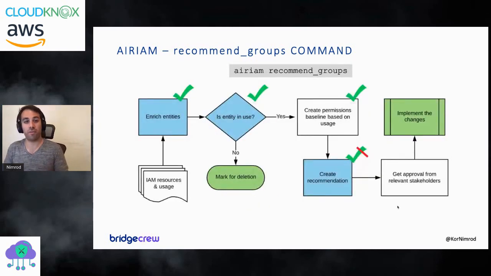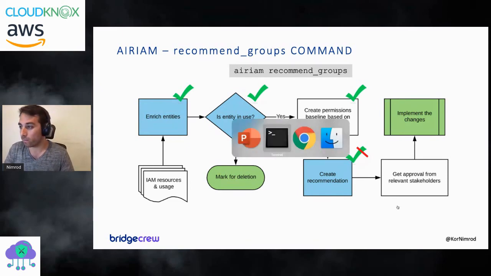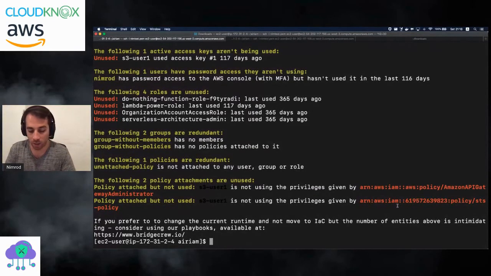This command helps us finalize the permissions baseline, or the changes we want to the things that are in use, and create the recommendation, what we want the account to look like in the end. So let's see that as well. I'll hit aliam recommend groups.